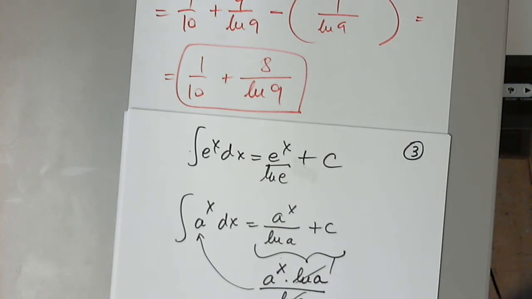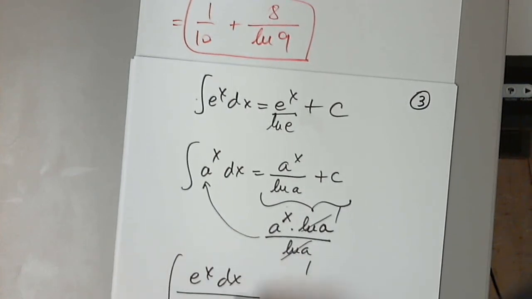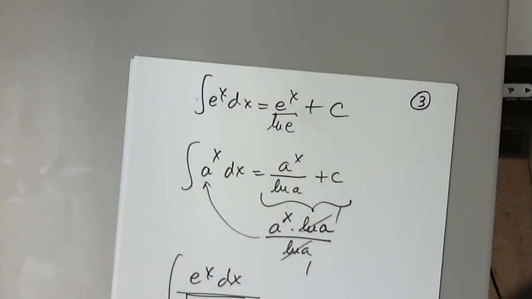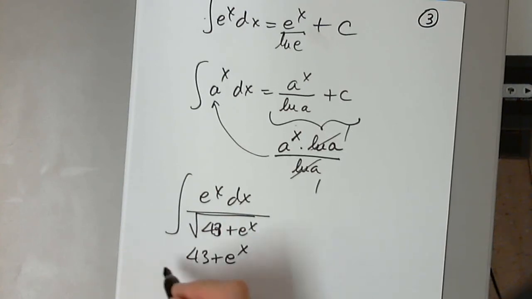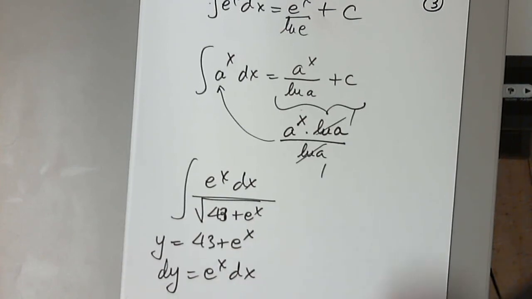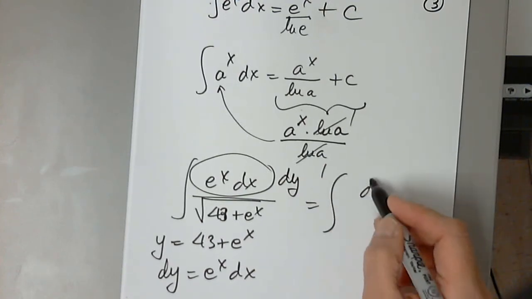Yes. So in 11F, we have the integral of e to the x dx over the square root of 43 plus e to the x. So yes, of course, what bothers me here is that 43 plus e to the x. So I'm going to say this is y. As long as dy, which is e to the x dx, is in the problem. Yes, it is. So I don't have to do anything.